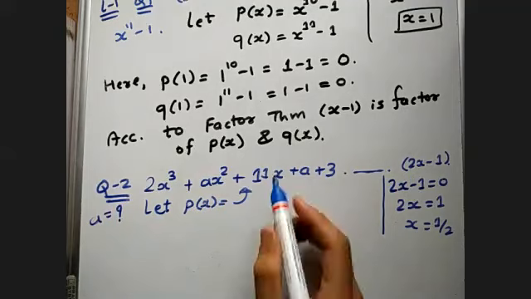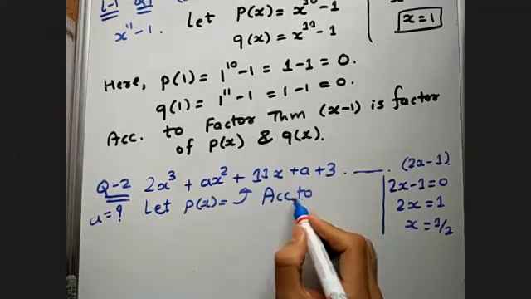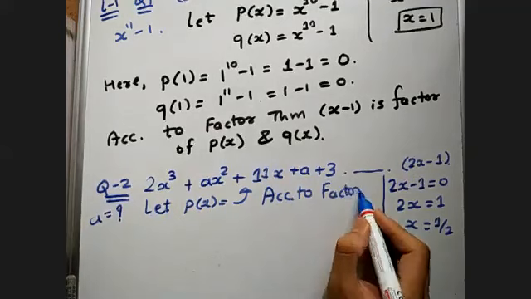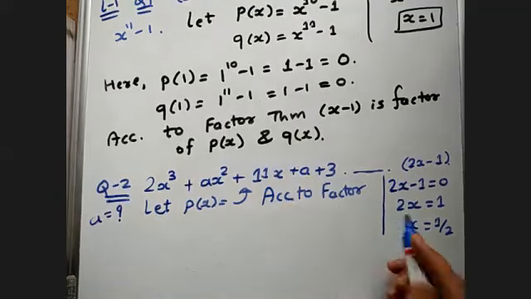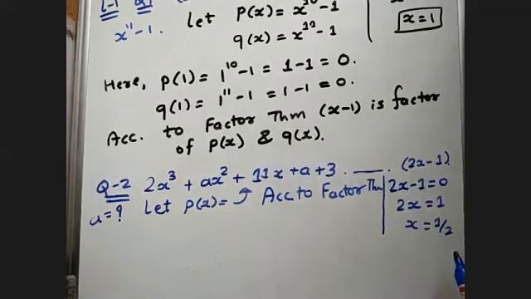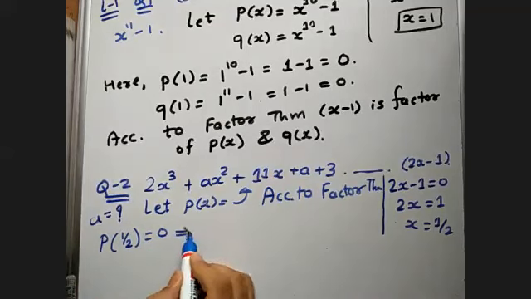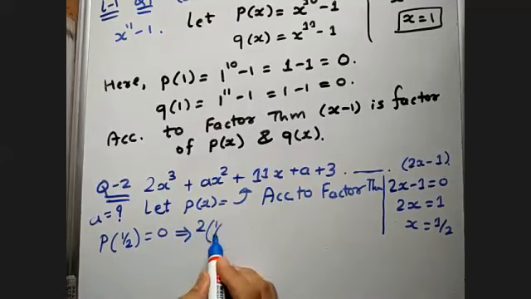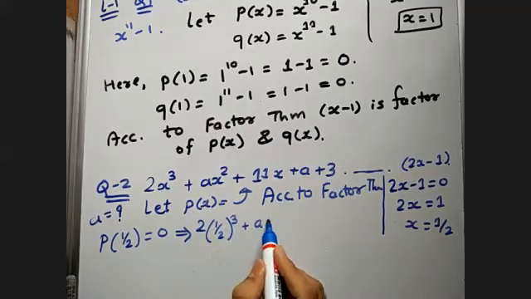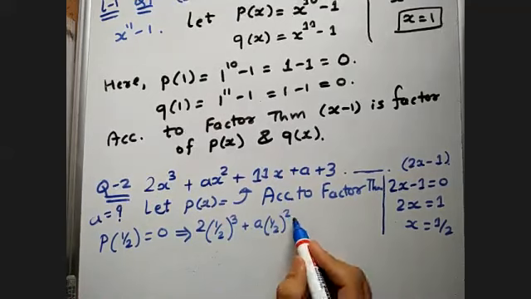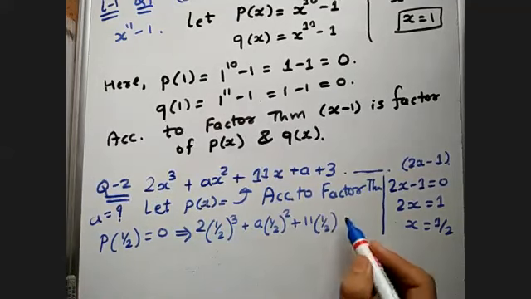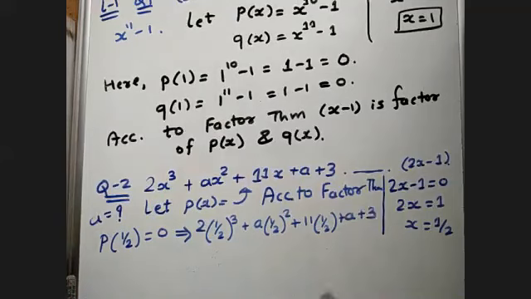So according to factor theorem, you have to write in full words. आपको पूरा word लिखना है. So according to factor theorem, if I am dividing p of x with 2x minus 1, then if I put x equal to half in p of x, then p of half is equal to 0. So here p of half will be 2 times half cube plus a times half square plus 11 times half plus a plus 3 is equal to 0.